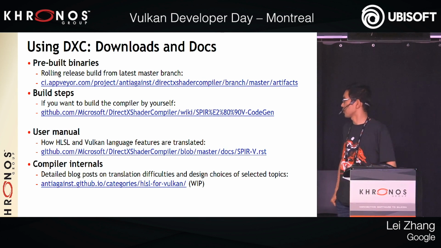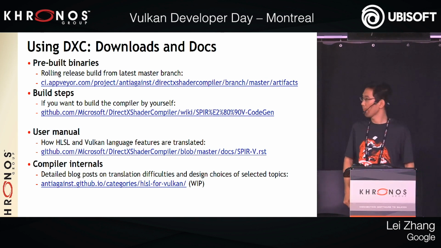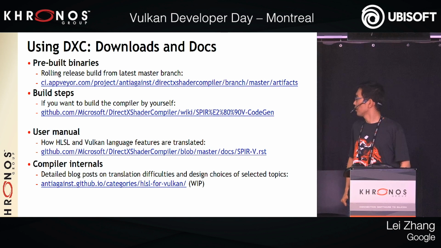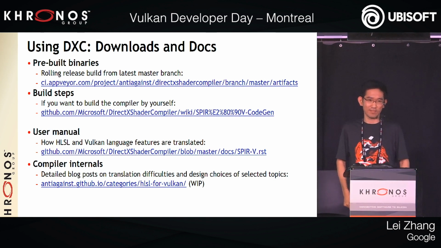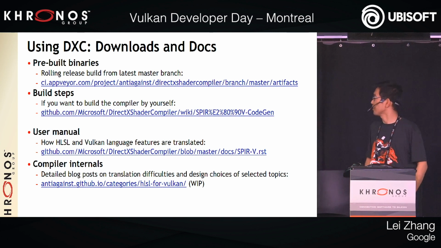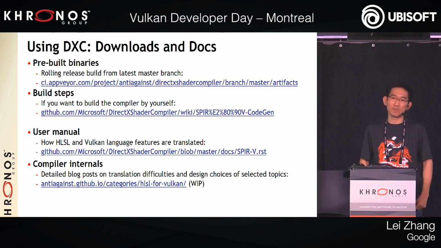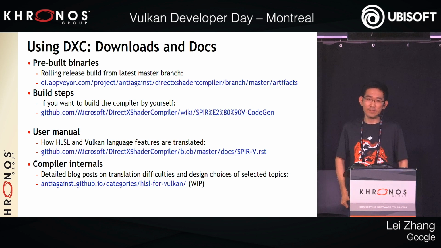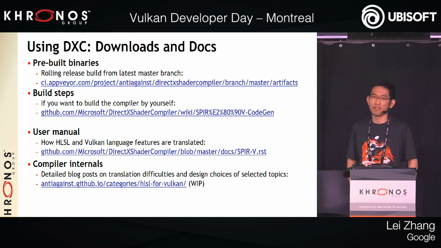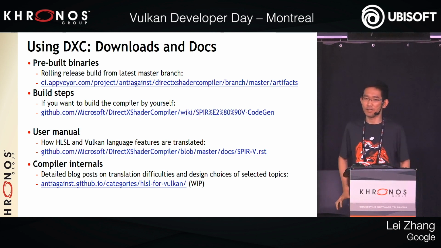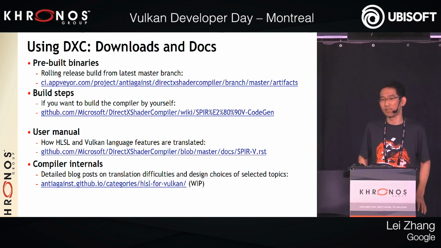I'm also in the process of writing a series of blog posts to explain in detail selected topics. Hopefully you don't need to actually worry about the generated SPIR-V, but sometimes things just go wrong. You need to debug SPIR-V. You may find some weird looking SPIR-V patterns. We may have a reason for that. Hopefully this blog post can give you an understanding of the difficulty of translation and explain why we do certain things in a certain way.